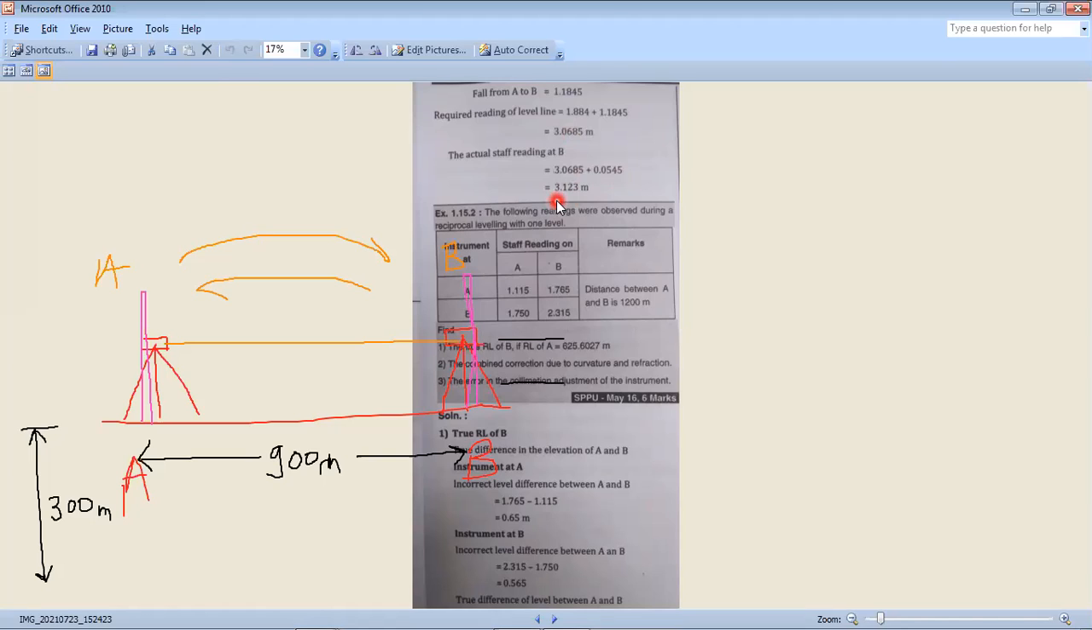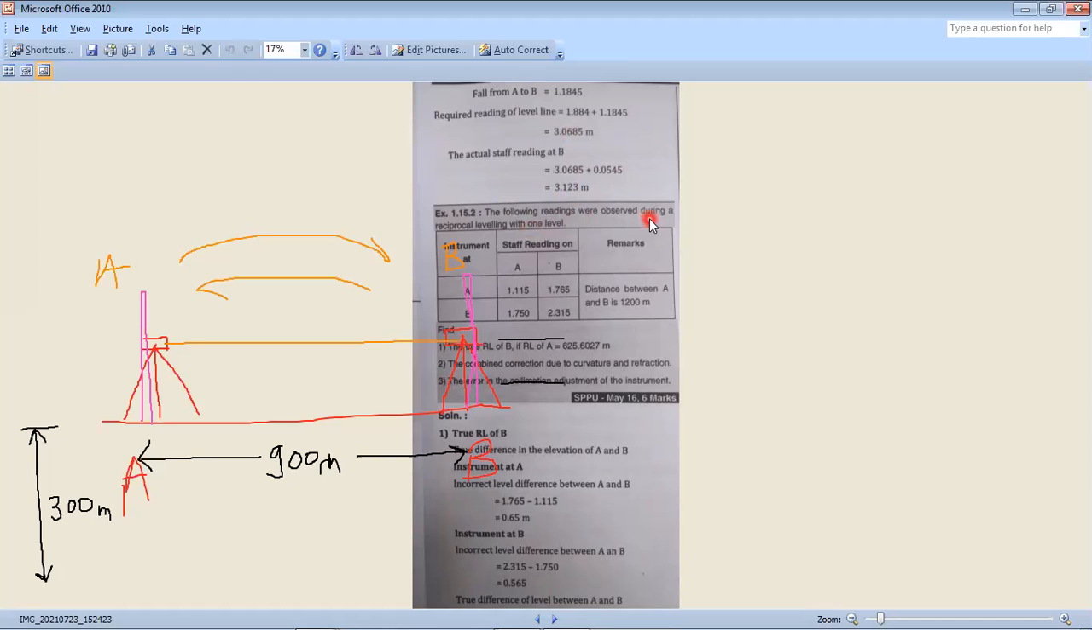Now I hope that you got this numerical. You can watch this video again and again so that you understand how this numerical is solved. And one more similar numerical is given. You can also solve it on your own for practice.